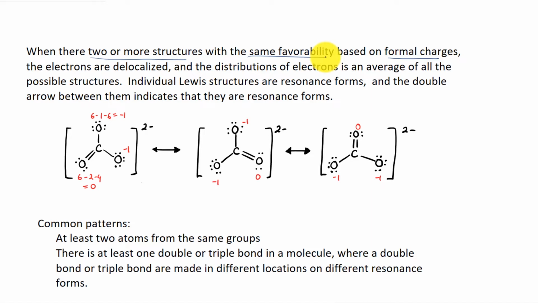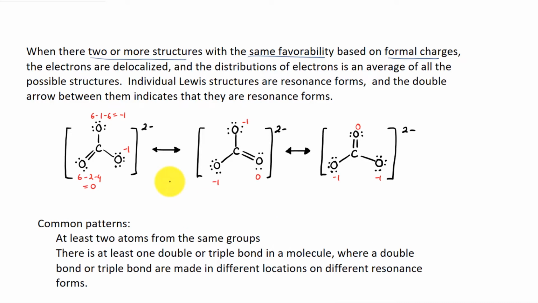And here, if you notice, I have the Lewis dot structure of carbonate, and the formal charge is calculated for you: -1, -1, and 0. And if you notice, this double bond can be moved over here, or in this case, moved over here. Now this double bond is over here, but this now becomes a single bond. In this case, we have three Lewis dot structures that have the same favorability because their formal charges are pretty much the same. It just happened to be in different locations.